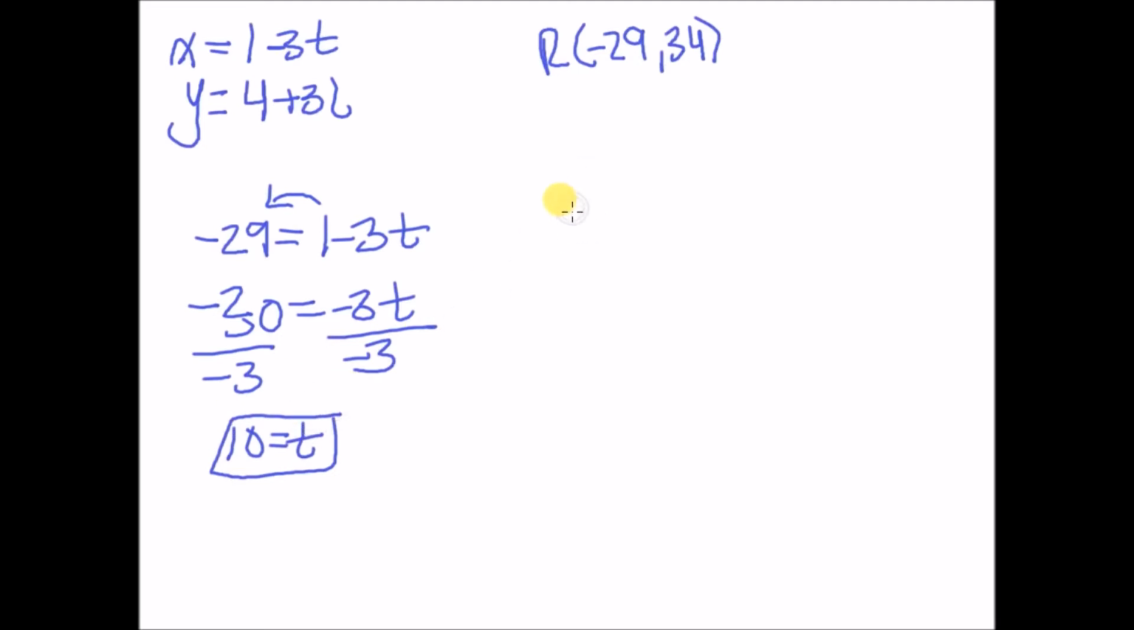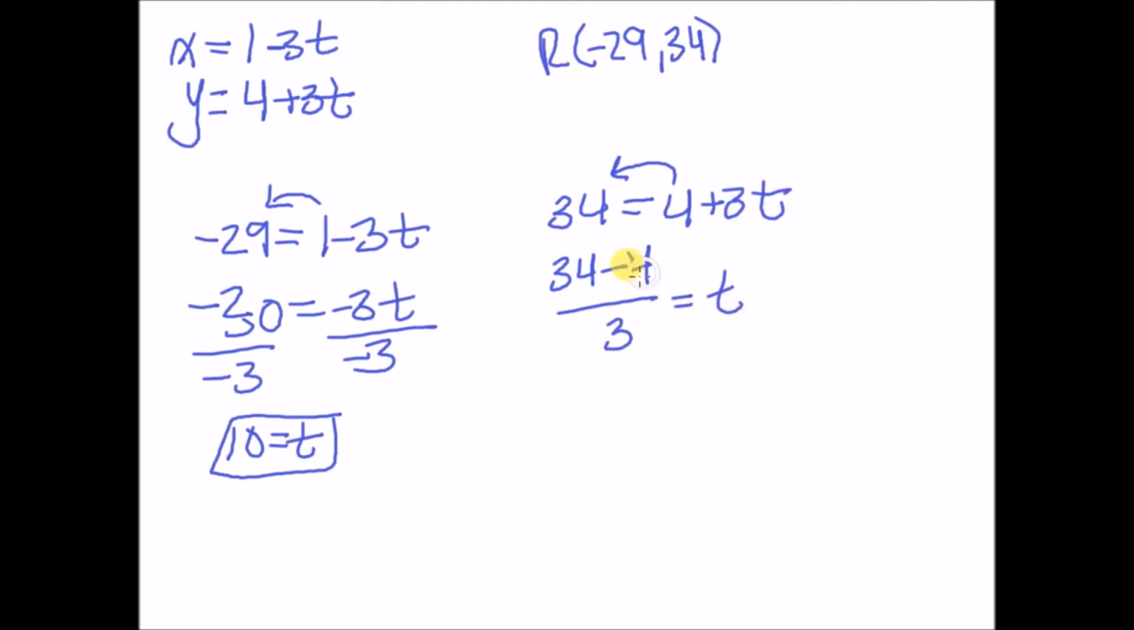That's a nice parameter. Now let's try 34 in here. 34 equals 4 plus 3t. Bring that 4 over, it becomes -4. So we're doing 34 minus 4 over 3 equals t. So that's 30 over 3. I get 10 equals t. Because the parameter is the same, that means that we could sub in 10 to this parameter and come out with this point. So yes, R is indeed on this line.